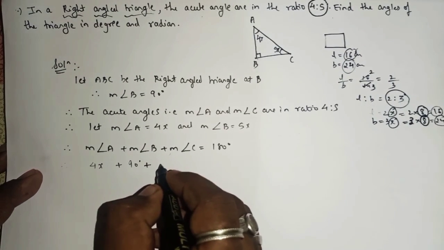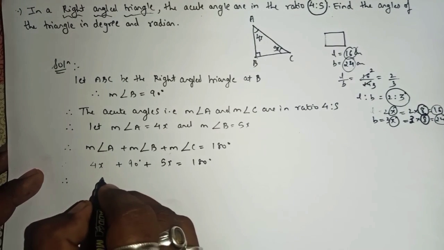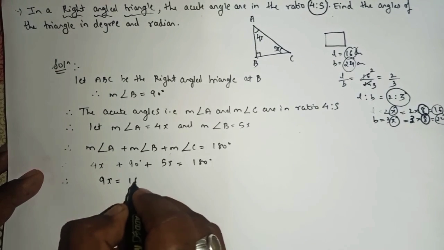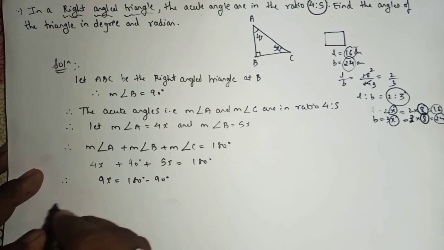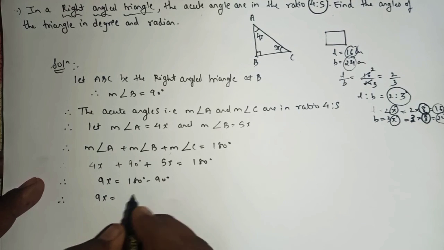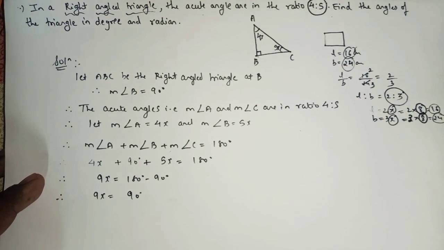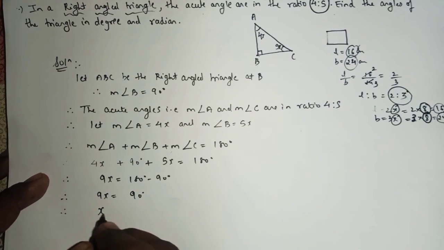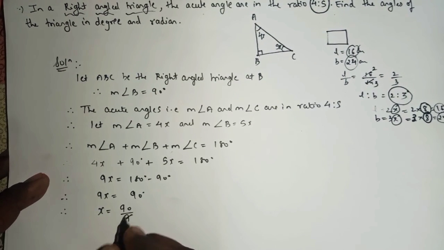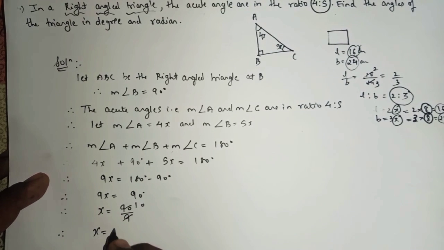So 4x, measure of angle B is 90, measure of angle C is 5x, equals 180. Therefore 9x equals 180 minus 90, so this will be 90. Therefore x will be equal to 90 upon 9, so you will be left with 10. So here we got x as 10 degree.